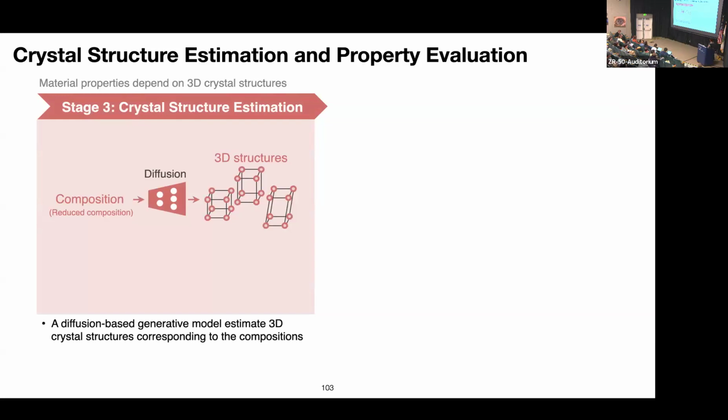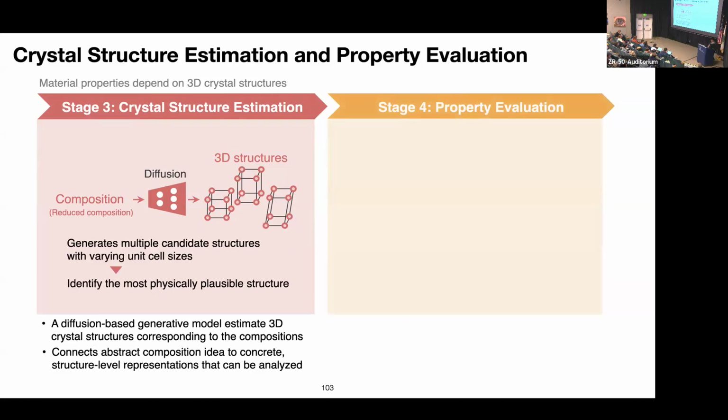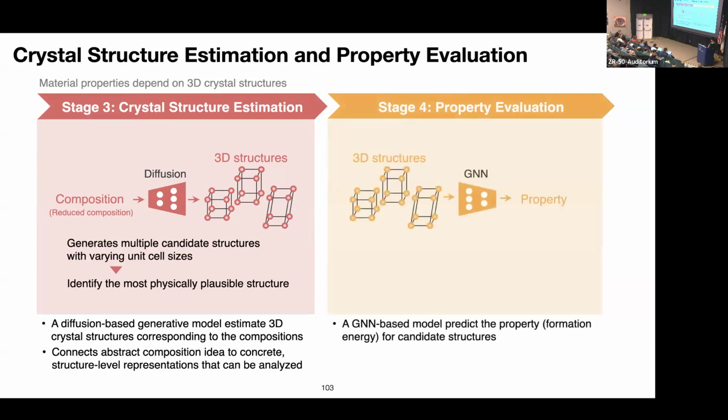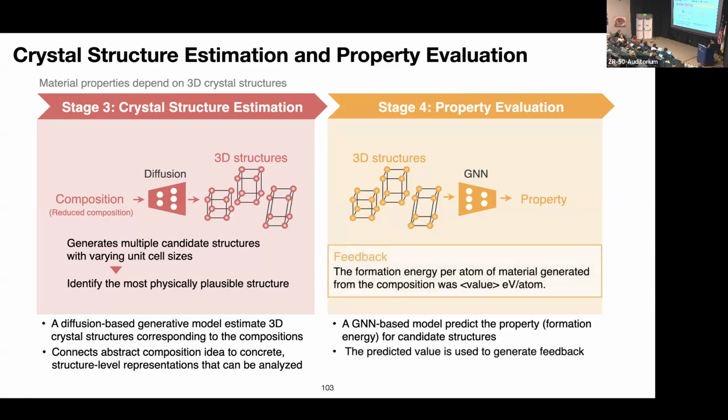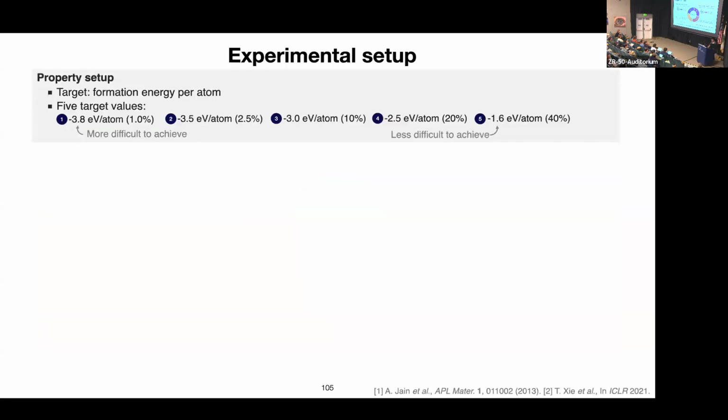And then you take the diffusion model. The diffusion model takes the composition plan as the input and generates the 3D structure. And finally, you have the property evaluation. For example, you train a graph neural network to classify the property, and then you can compare this property with your input properties to generate the feedback. And then you continue with this cycle.